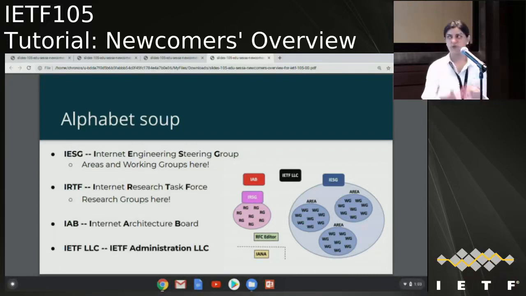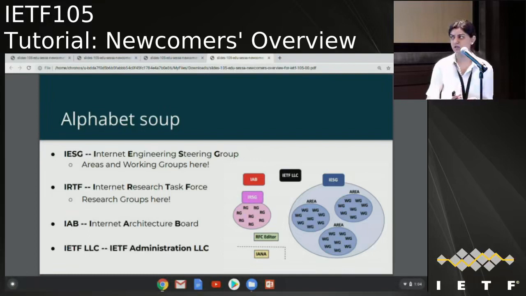It's really interesting. And apart from these, there are several other research groups. Not all of the research group meetings happen at every IETF, but a subset of them do happen at different IETF meetings throughout the year.